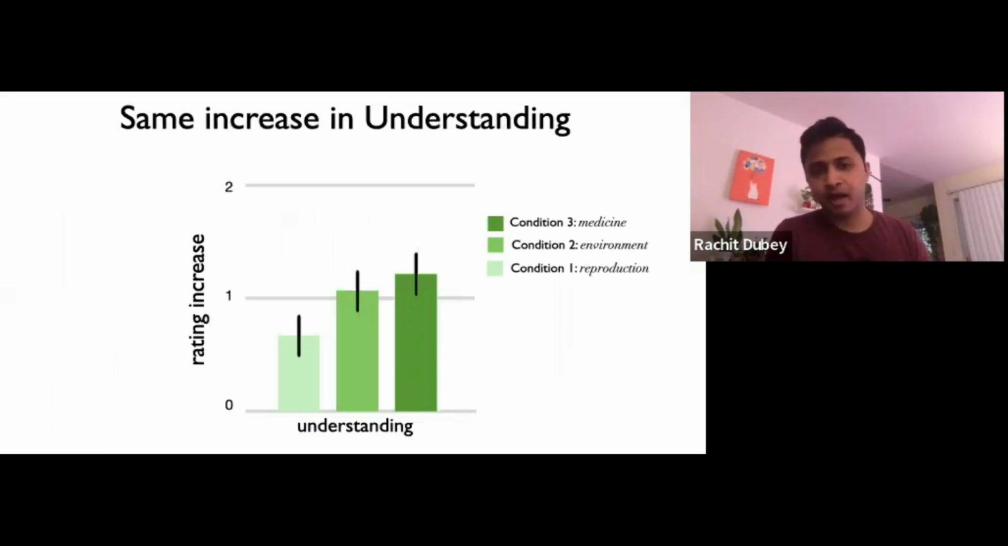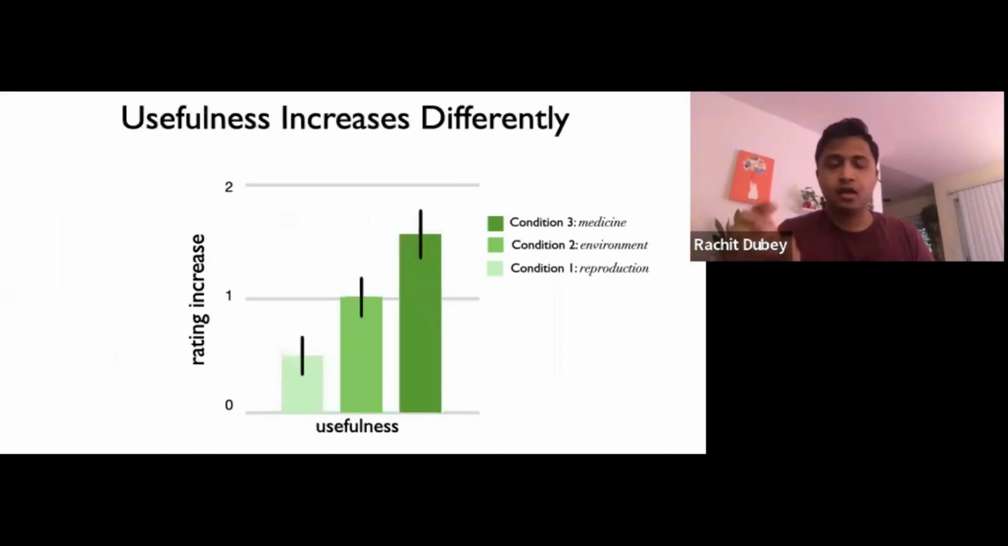So as per our prediction, we see that while the understanding ratings increase significantly for all the 3 conditions, these 3 groups were not significantly different from each other. And next, although the usefulness ratings increased numerically for all 3 conditions, this increase was not significant for condition 1. So this suggests that presenting interesting facts about a topic is not enough to influence perceived usefulness, at least in the simple task that we have used. And furthermore, perceived usefulness increases much more in condition 3, where people were presented evidence that fruit flies are important for medicine.